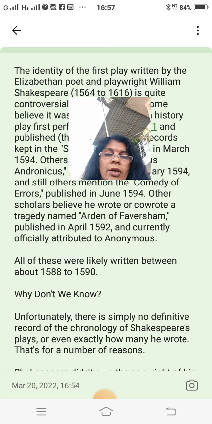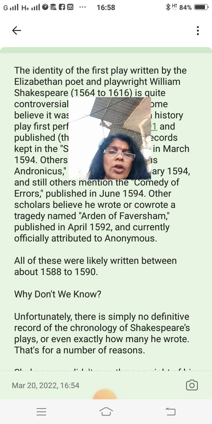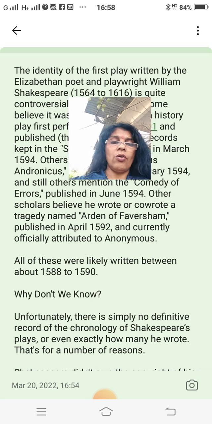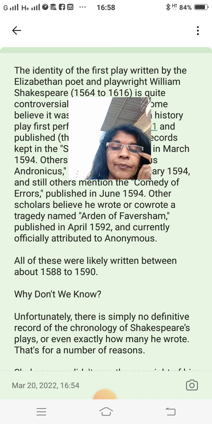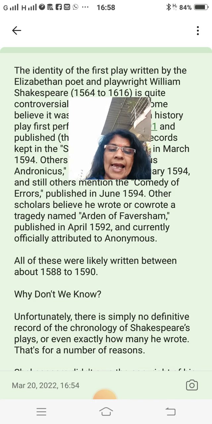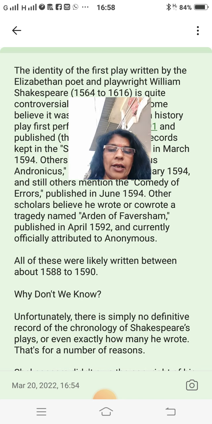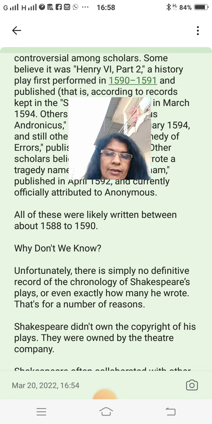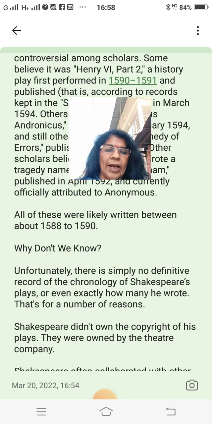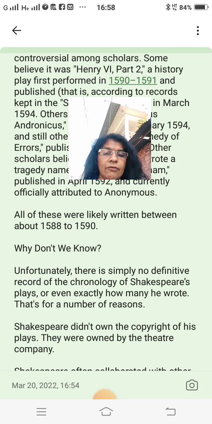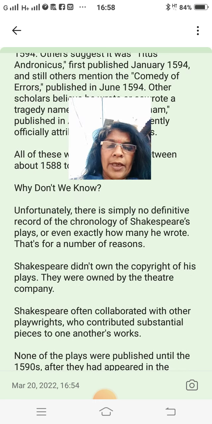Why don't we know? Unfortunately, there is simply no definitive record of the chronology of Shakespeare's plays, or even exactly how many he wrote. That's for a number of reasons. Shakespeare didn't own the copyright of his plays. They were owned by the theatre company.